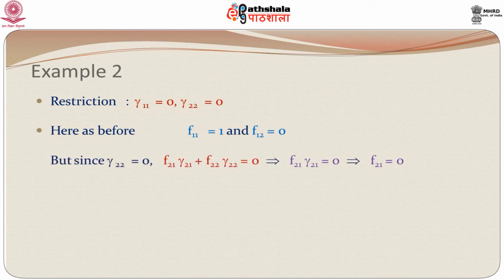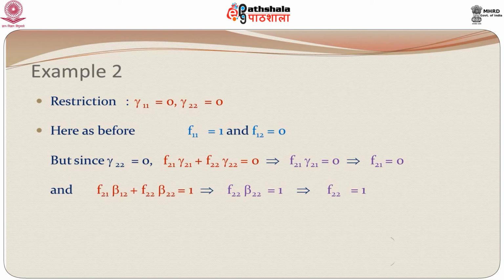Look at the condition of the second equation. We have γ22 equal to 0, that is the fourth element in the second row in the A matrix is 0, which means the fourth element in the second row of the FA matrix must also be 0, which is F21 γ21 plus F22 γ22 is equal to 0. But then since γ22 is 0, F21 γ21 must be equal to 0, but γ21 is not 0 and hence F21 is 0.